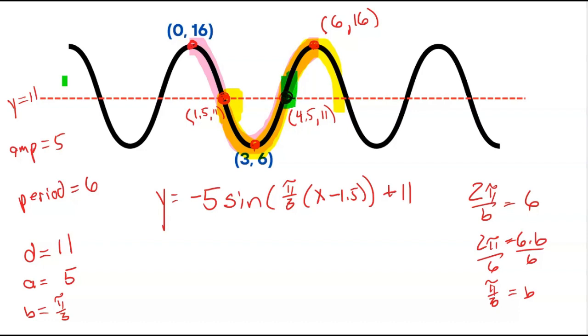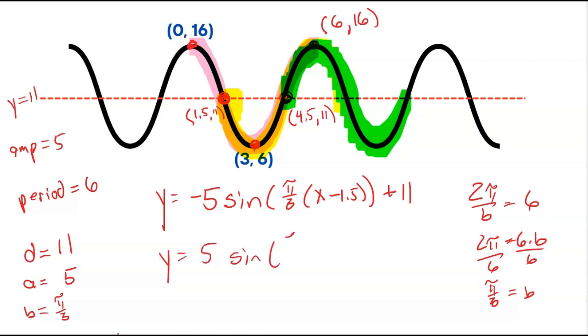Let's just do one more. Let's look at this as my 1 period for sine right there. All right, so no, I don't need the negative anymore because I start going up. But I did start at 4.5, so I'm starting right 4.5. So it'd be y equals 5 sine, pi over 3 is my b value, x minus 4.5, plus 11. That'd be another function.